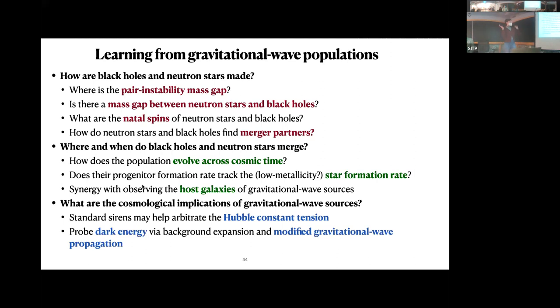And then an even bigger step back is thinking about the cosmological implications of these sources. I talked mostly about the Hubble constant and how we can measure it with standard sirens. But I hope that this Hubble constant tension will eventually get a little less interesting, and we can start to address the bigger problems in cosmology, like what is dark energy? We can probe that with standard sirens, both through the background expansion. Actually, most of the binary black hole observations that we'll get in the next few years will be at around redshift 0.8, which is very interesting for dark energy.